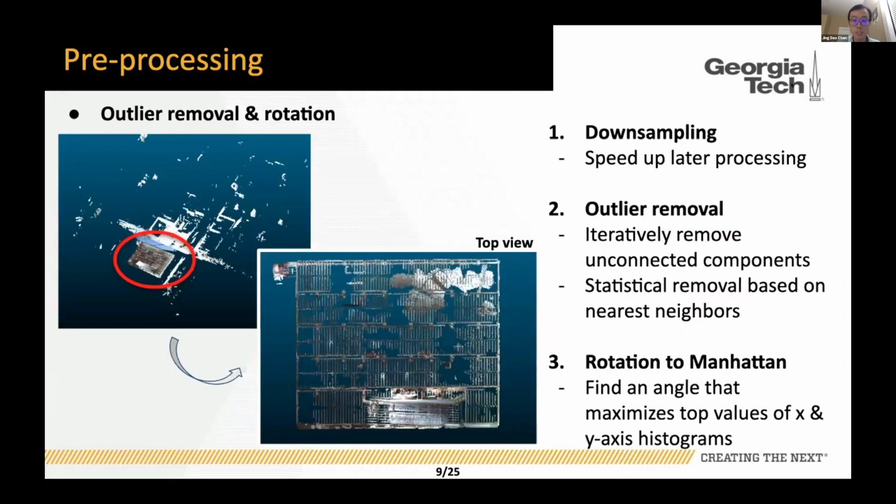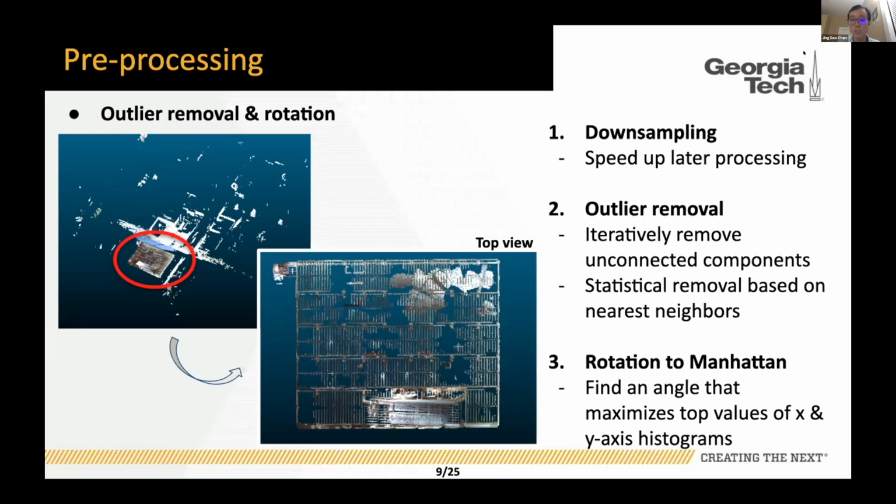The first step is downsampling, where we reduce the size of the point cloud data, and that helps a lot in terms of speeding up later processing. Next, we perform outlier removal, which is used to remove points that are outside of the main part of the building. We use two main methods, which are connected components, as well as statistical removal based on nearest neighbors.